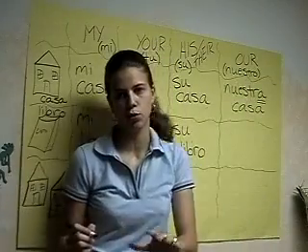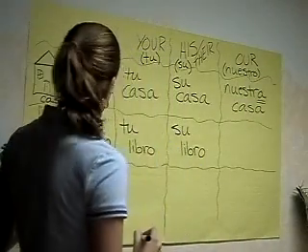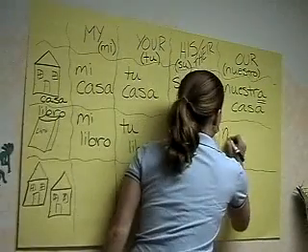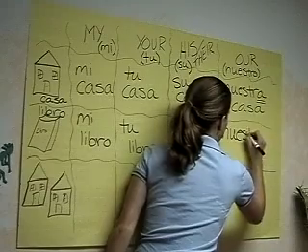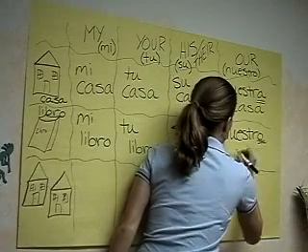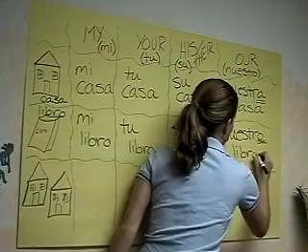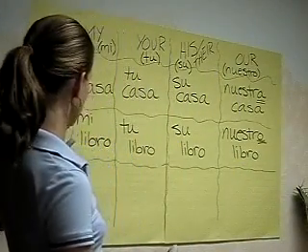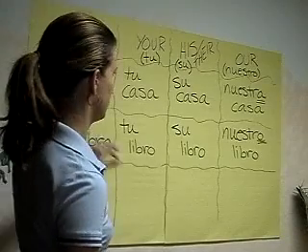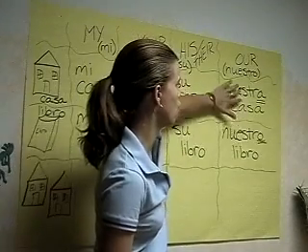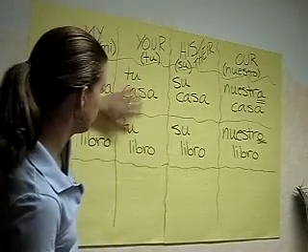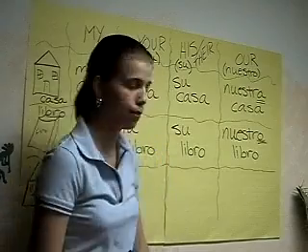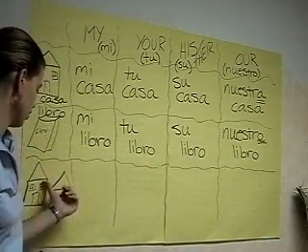Finally, with nuestro, we have to worry about gender here. Since libro is masculine, we leave it with the O ending. In this case, it's nuestro libro. So here, with singular nouns, the only difference between masculine and feminine adjectives is going to be here in this nuestro, nuestra. Su, tu, and mi, those forms are all the same for both masculine and feminine nouns. Let's look here, though, at plural nouns.